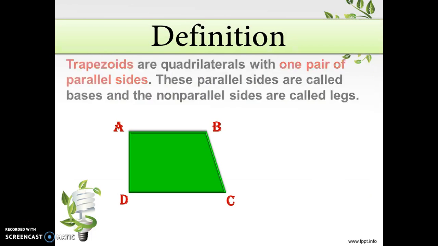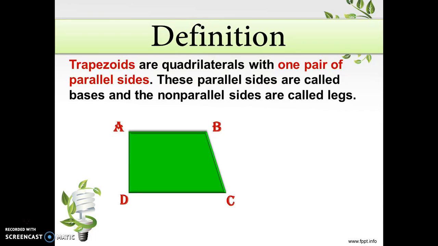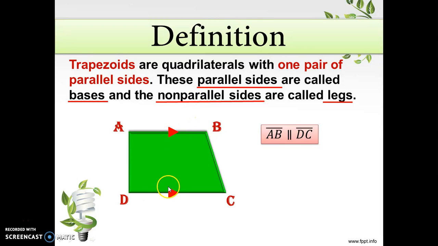When we say trapezoid, these are quadrilaterals with one pair of parallel sides. These parallel sides are called bases, and the non-parallel sides are called legs. So in my diagram, trapezoid ABCD, the parallel sides are line segment AB and line segment BC. So since they are parallel to each other, we can say that they are also the bases.